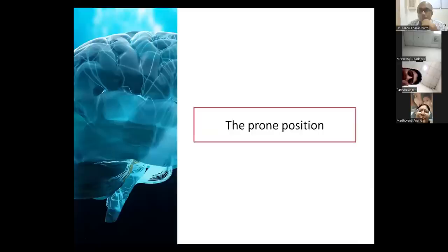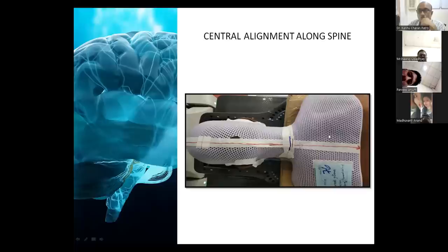So let's discuss the prone position. This is the prone position. How do you do the prone position? When you are going for the prone position, at least draw a laser line, a central line, and mark it on your mask and align properly along the tip of the spinous process till the coccyx. This is very important, and on the mask it is totally laser alignment, followed by the laser on the tip of the spinous process. You palpate the tip of the spinous process with your finger.